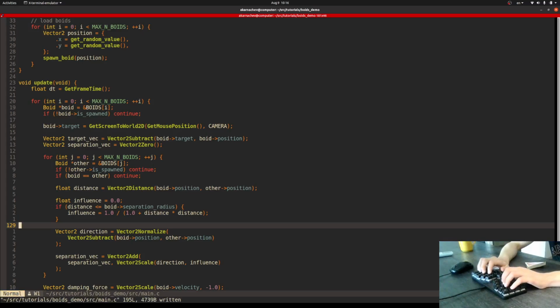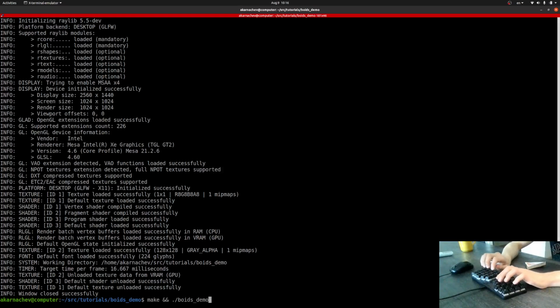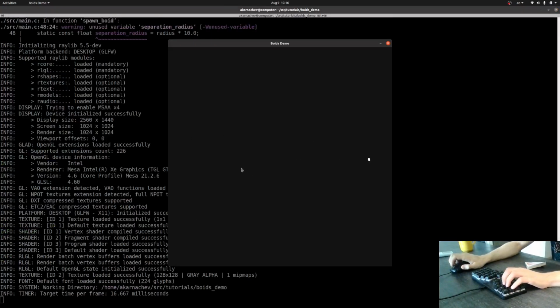Let's check. Whoa. Where are you going, guys? Yeah, maybe I need to tune the coefficients again. Yeah, because as I said, if you don't restrict the radius of the separation, we kind of obtain the very averaged separation vector. But now the separation vector is not averaged. It's just tightly defined by tight group around the current Boid.